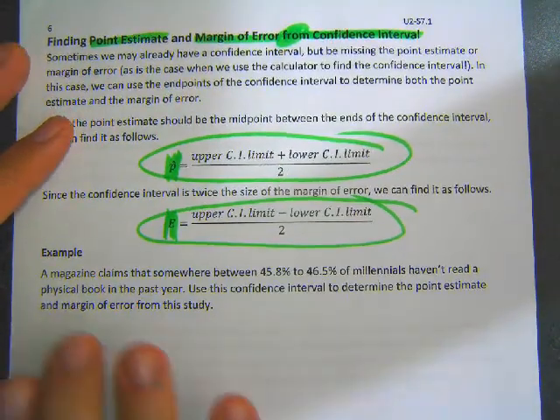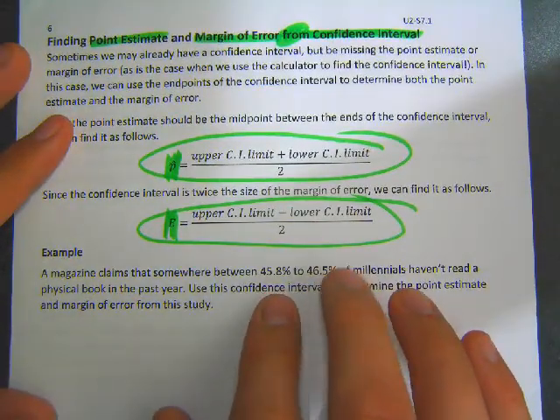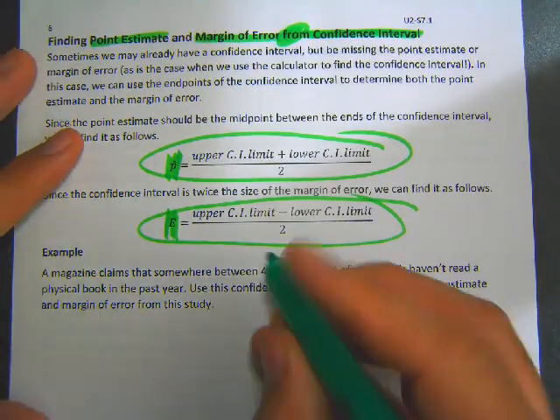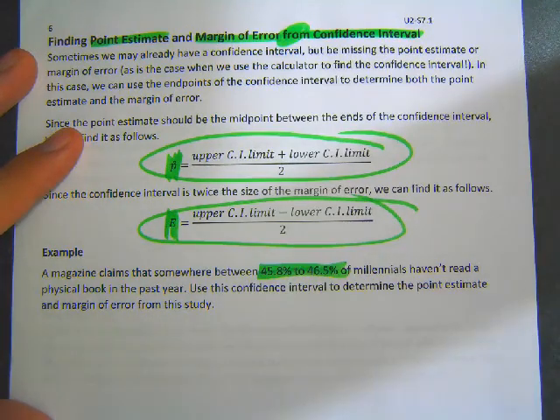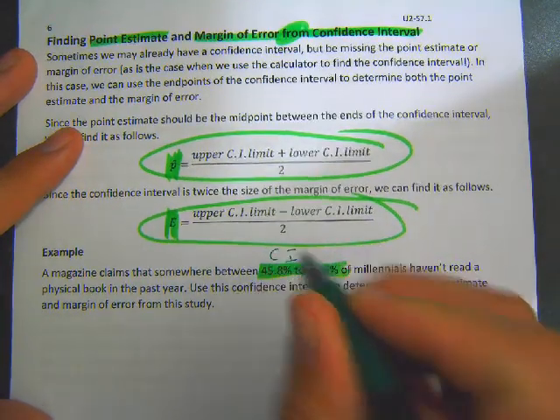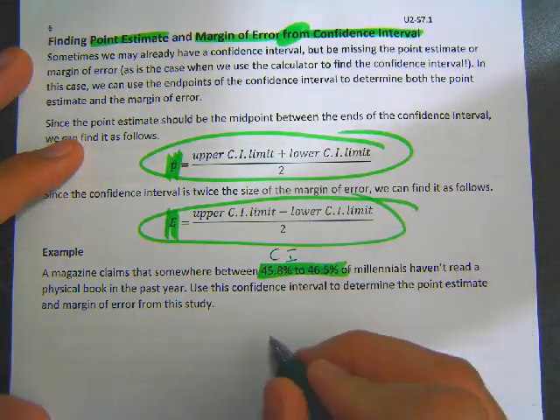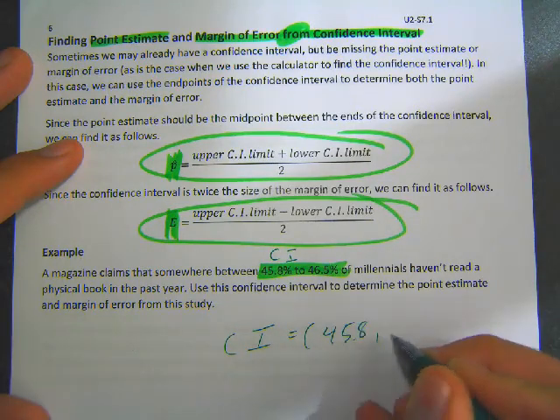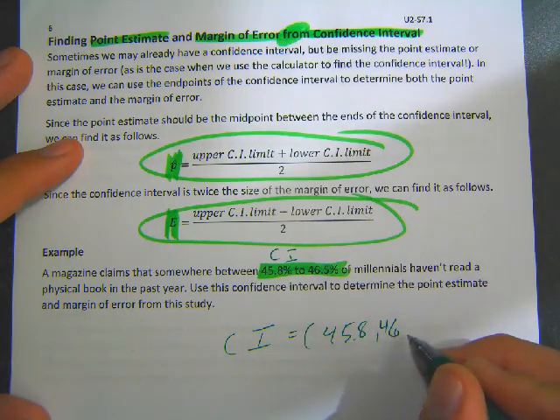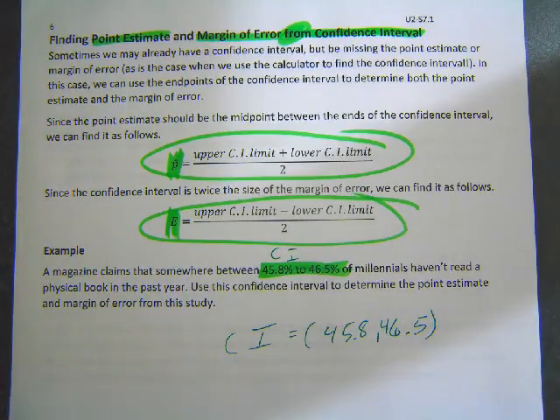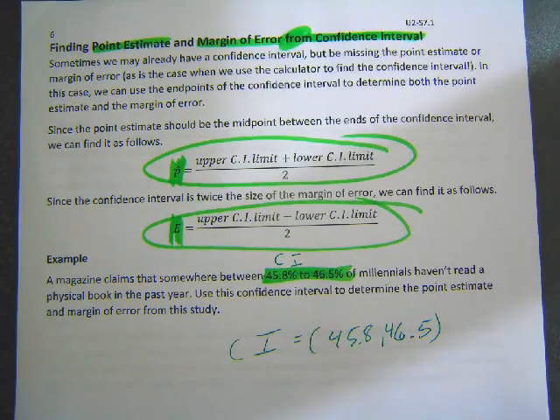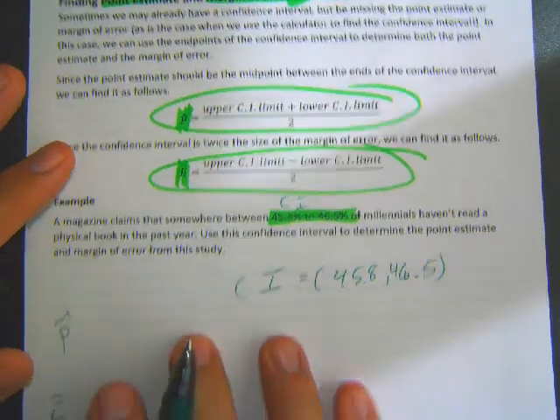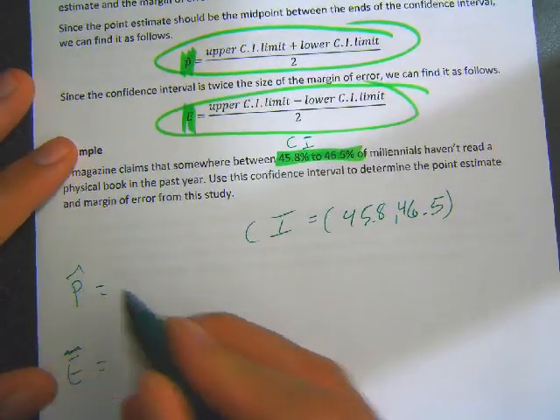So for example, a magazine says somewhere between 45.8 to 46.5% of millennials hadn't read a physical book in the last year. So this is our confidence interval, right? That's our confidence interval because they gave us the 45.8 to 46.5. But what they didn't tell us is what percentage they got when they did their study, and they didn't tell us what our margin of error is. So we're going to find the percentage ourselves and the margin of error ourselves, using those formulas up here.